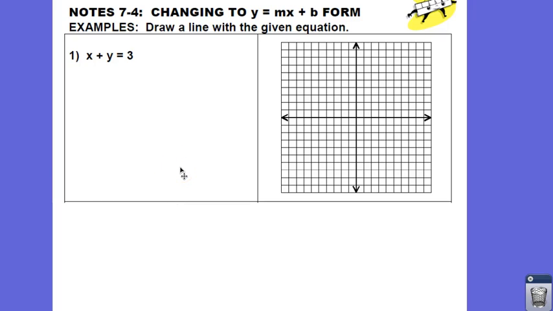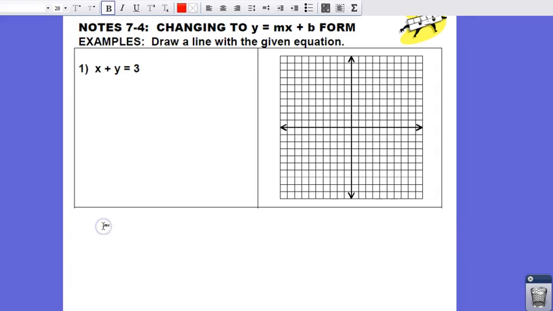So in the lesson today, we're going to talk about changing equations into y equals mx plus b form. If you take a look here, we have x plus y equals 3. This is not written in y equals mx plus b, so what we need to do is write it in y equals mx plus b.